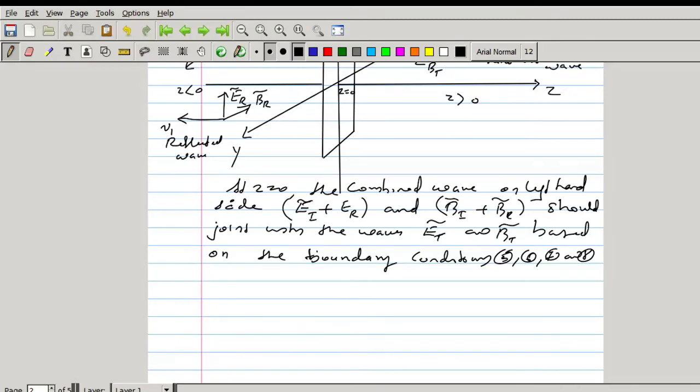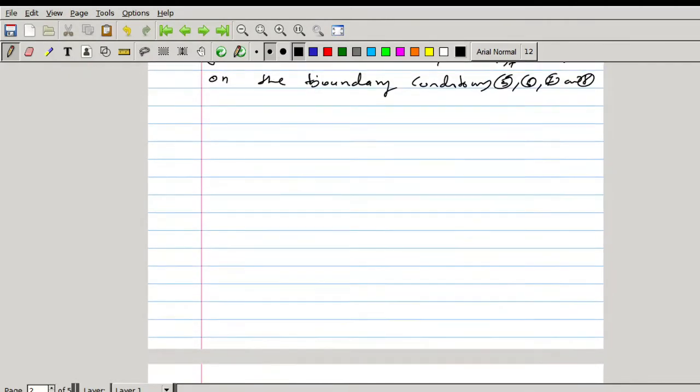So first we need to represent the incident wave, reflected wave and transmitted wave, that is, the wave vectors and the electric and magnetic field vectors of these waves. Then we equate the combined wave on the left hand side with the combined wave on the right hand side based on the boundary conditions at z equal to 0. Now let us write the representation for the incident wave.